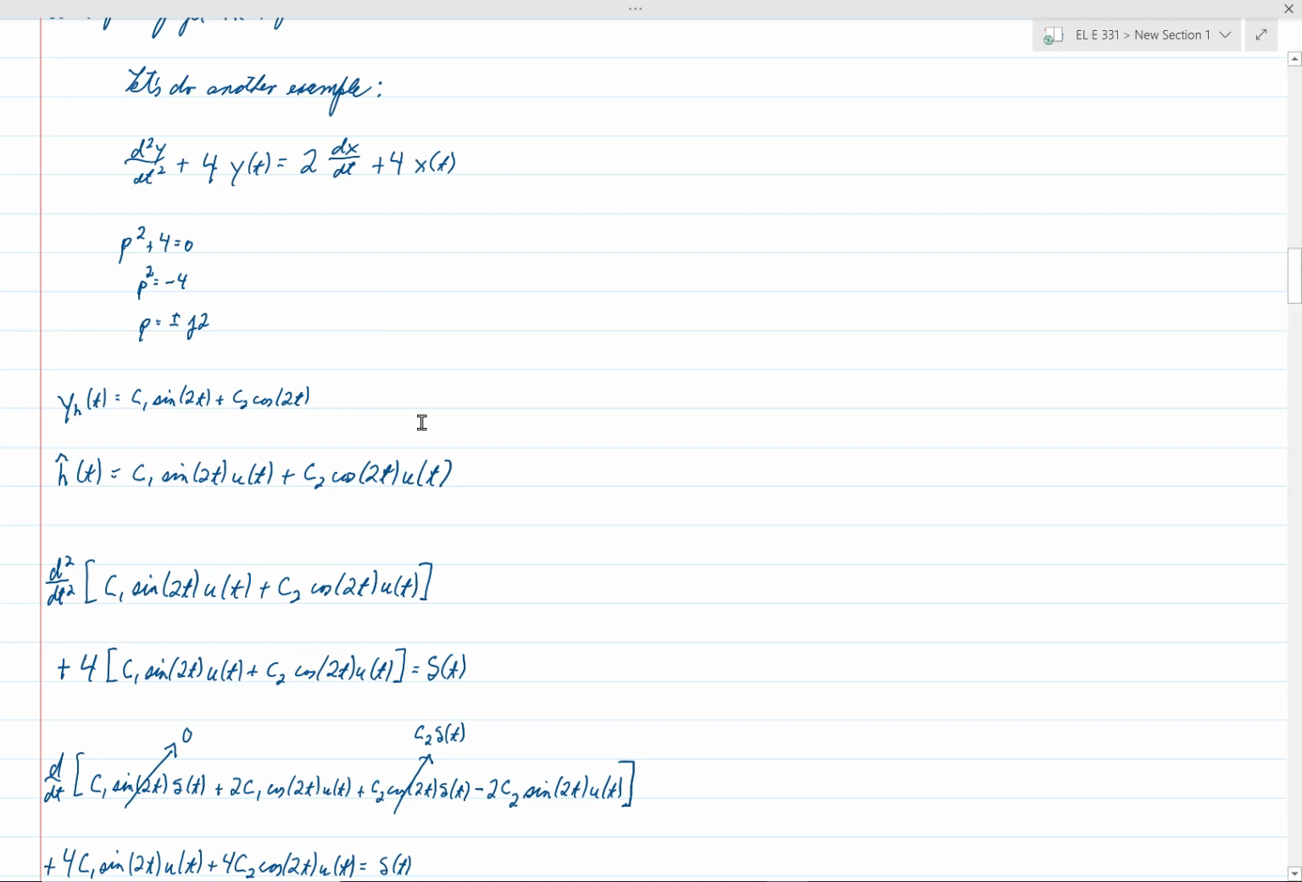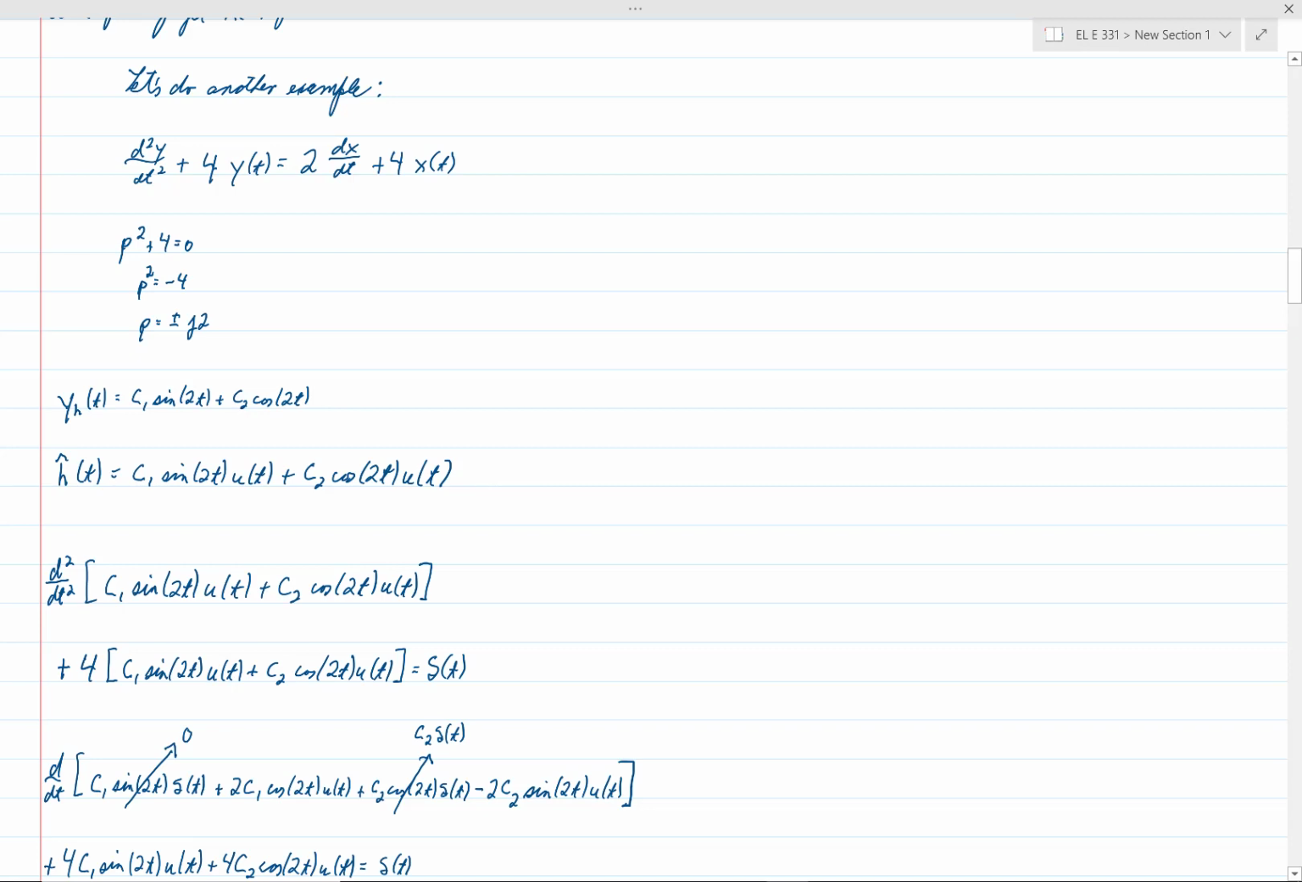And that, in the problems that we'll be working in this course, will usually be the better way to do things, the more efficient way to do things. And so that's what I've done right here. We have y_h of t is equal to C1 sine 2t plus C2 cosine 2t. Now remember then, after you get the homogeneous solution, the next step in the technique is to set h hat equal to the homogeneous solution multiplied by u of t. And so that's what we have done right here.